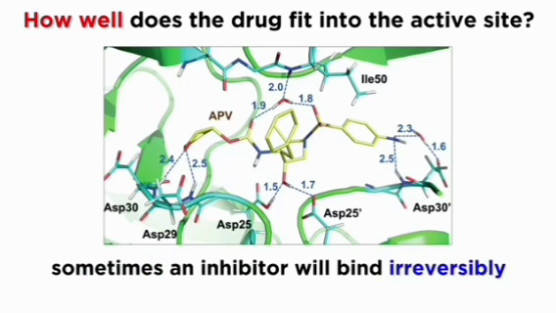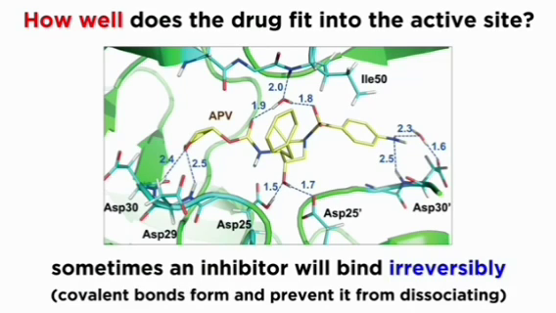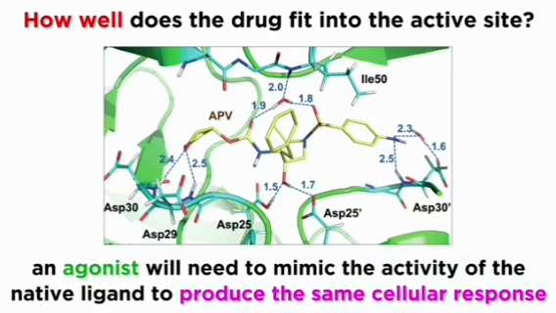Sometimes inhibitors will bind irreversibly, meaning that once they're in, they're stuck there, which is often the case if covalent bonds are formed between the drug and the protein, although covalent bonds are not necessarily required for binding to be irreversible. On the other hand, if the drug is acting as an agonist, again binding affinity will be relevant, and it will also have to have the right functional groups necessary to promote the same conformational change in the protein as the native ligand, so that the protein will produce the same cellular response.